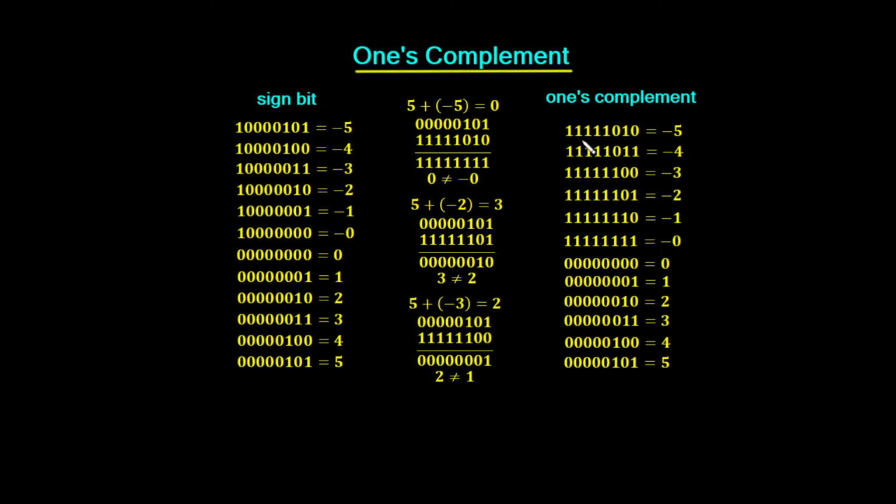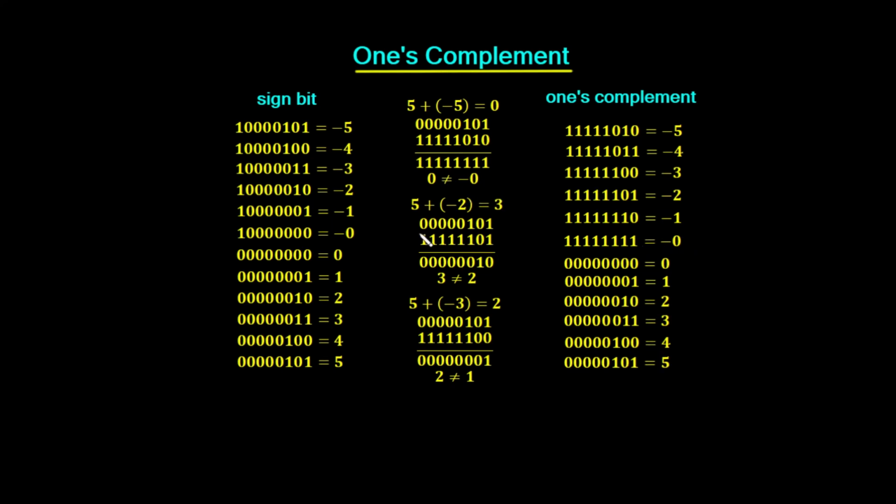So let's add these together and see whether we get the right answers. We'll try 3 of them. First, 5 plus -5 equals 0. This is the 5 here, and this is the -5 up here, and when we add them together we get this answer. Now this answer isn't in fact 0; it's the value -0 in 1's complement, so it's not quite right. We want to get the value of 0, but we get a value of -0.